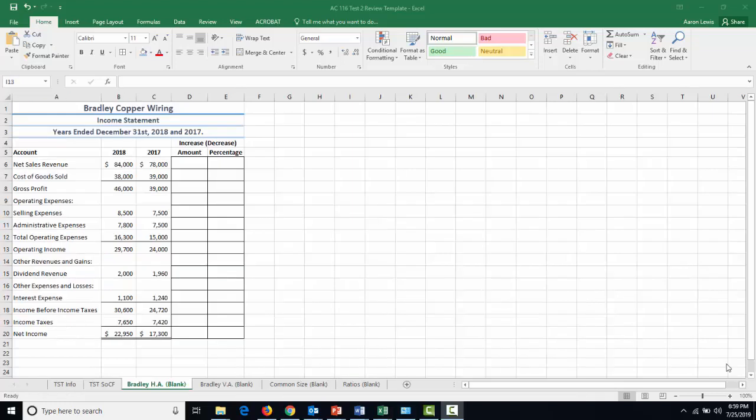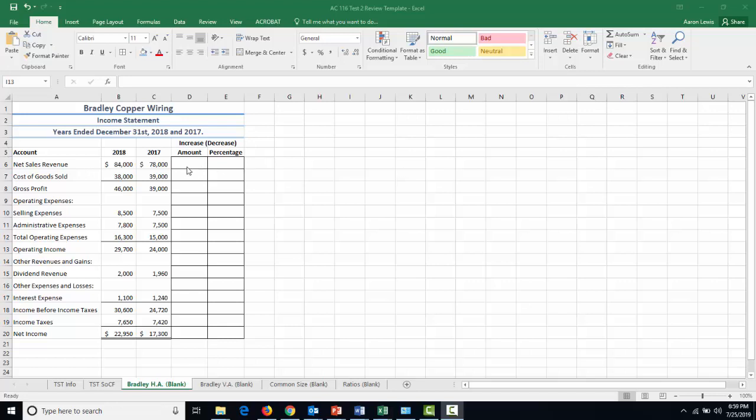To do a financial statement analysis, you're going to need an income statement, a balance sheet, etc. We're going to be doing it for a company called Bradley Copper Wiring, and the first thing that I'm going to ask you guys to do is do a horizontal analysis of an income statement. So let's do this for Bradley.